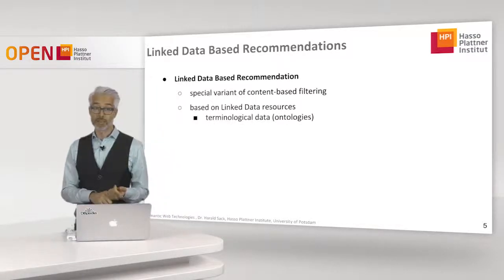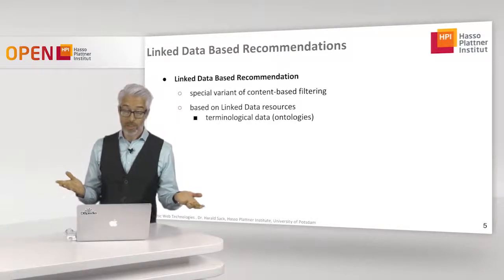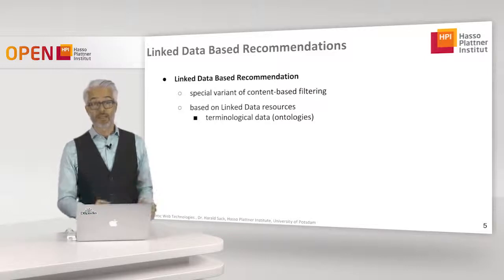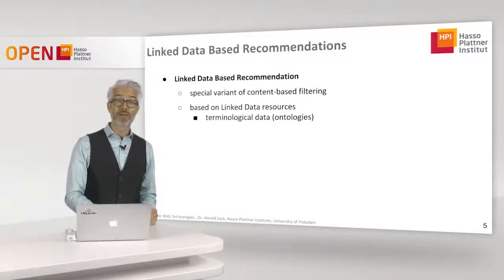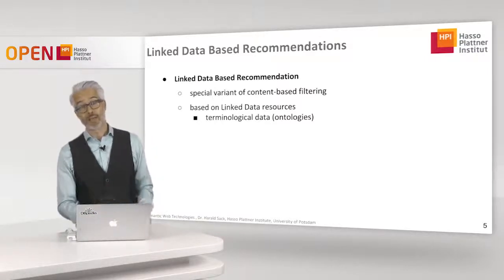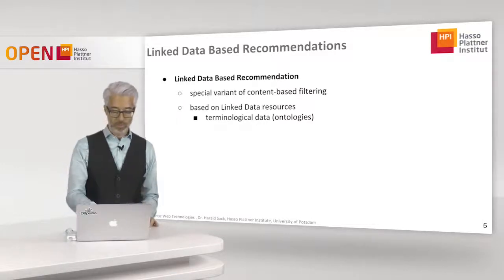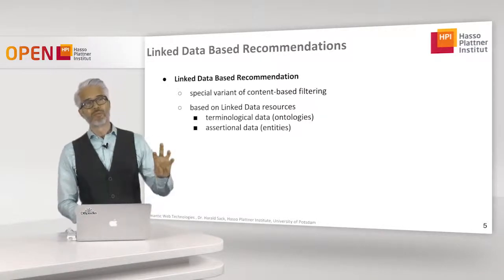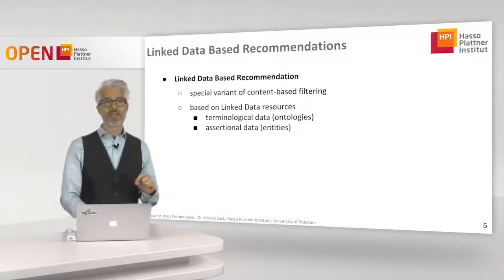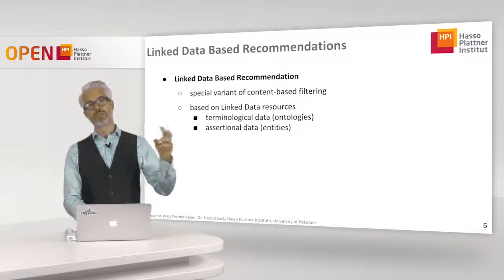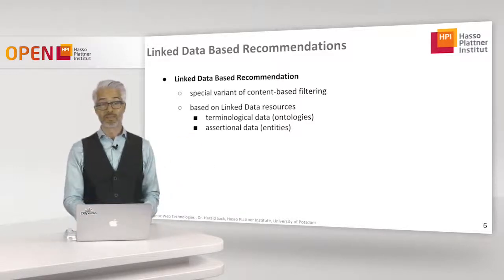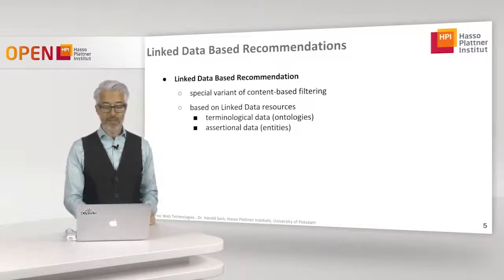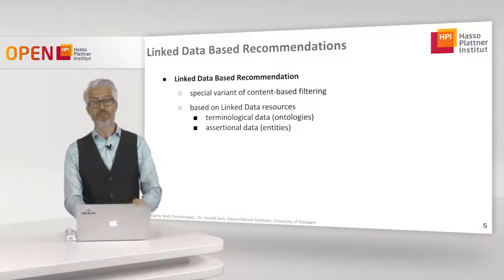be either terminological knowledge, which means you are looking at the ontology, so what kind of class, for example, an entity belongs to, and how is this class related to other classes and stuff like that. So this would be terminological data. But you can also look at assertional data, so you really try to compare property values of specific entities to property values of other entities. So these two kinds of data can be taken into consideration to derive a recommendation.